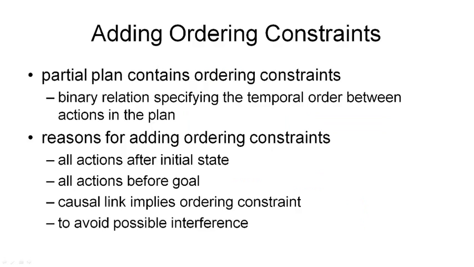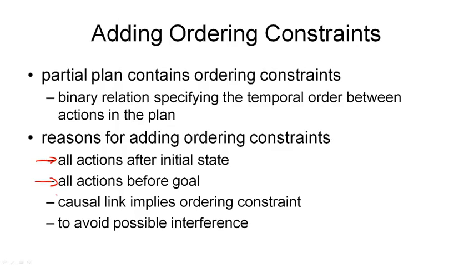The final plan refinement operation we have is to add ordering constraints to our plan. Ordering constraints, the final component of a partial plan, are simply binary relations that specify the temporal order between actions in our plan. And there are quite a few reasons we may consider for adding ordering constraints to our plan, some of which we've already seen. So the first reason for an ordering constraint is quite trivial, namely that all actions must come after the initial state, and similarly all actions must come before the goal. We never add actions before the initial state, and we never add actions after the goal. And this can be enforced with ordering constraints.